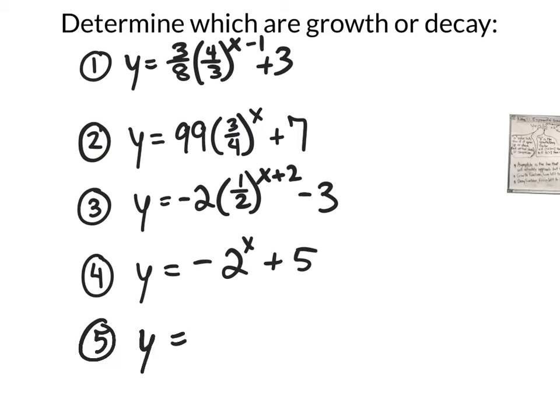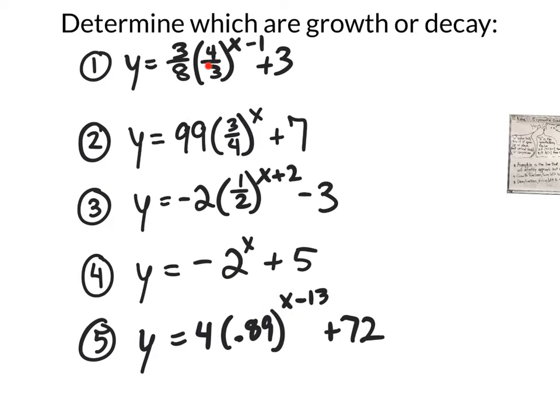Y is equal to, give me any number you want. 4. And then we're going to put 0.89 in there, and then to the x minus 13 plus 72, whatever. So on this first one, ladies and gentlemen, is this a growth or a decay function? Growth. It's a growth function. Why is it a growth function? Because it's more than 1. The b value is greater than 1.